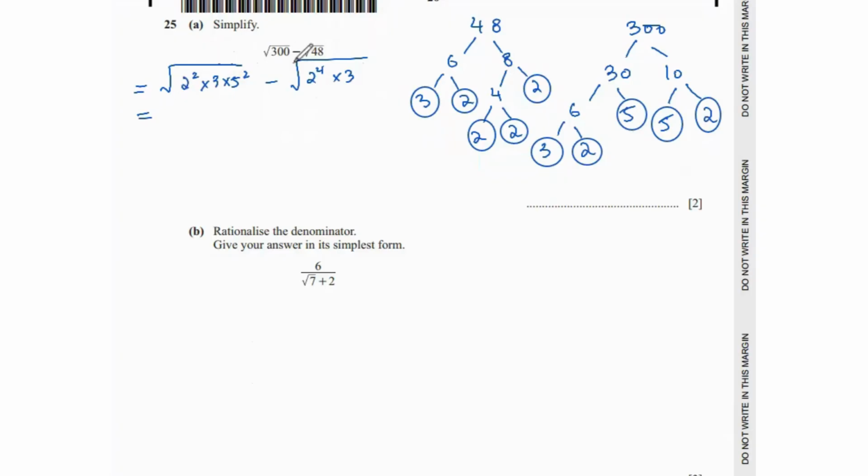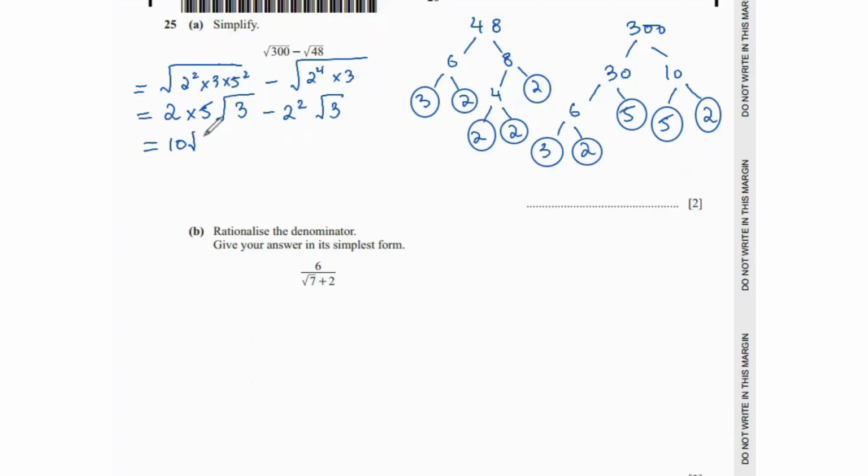So square root of a square number gives the number as it is. What I mean by that is if I square root 2 squared, that's going to give me 2. That's going to be outside the root. Similarly, if I square root 5 squared, that's going to give me 5, and that's also going to be outside the root. Inside the root, we're just left with 3. Now 2 to the power of 4 being square rooted is going to be 2 squared. So 2 squared comes outside and we have 3 inside the root.